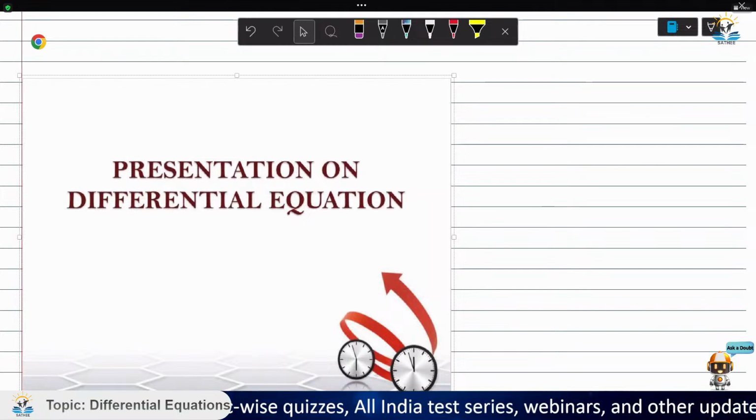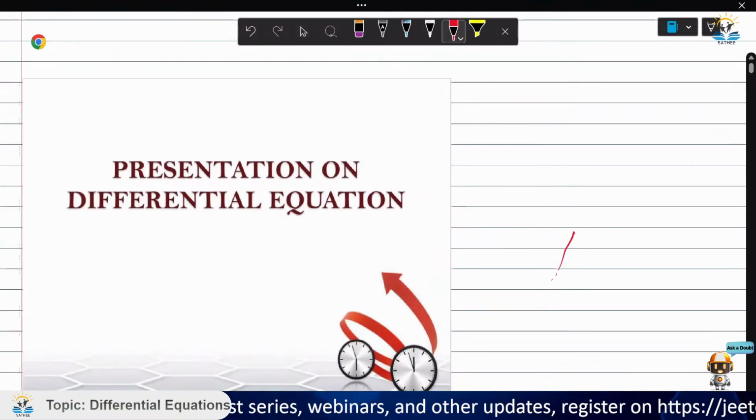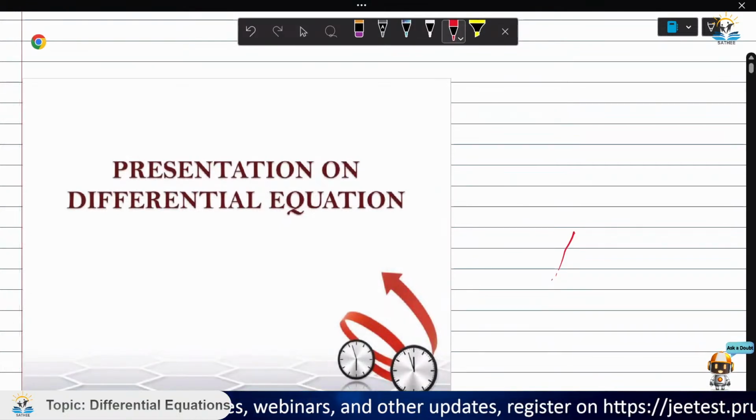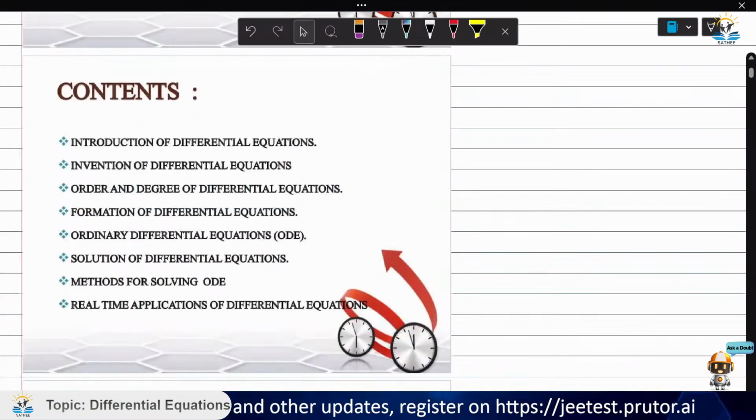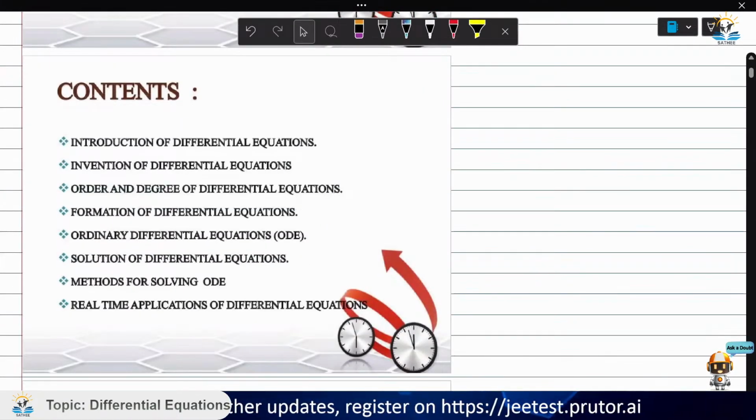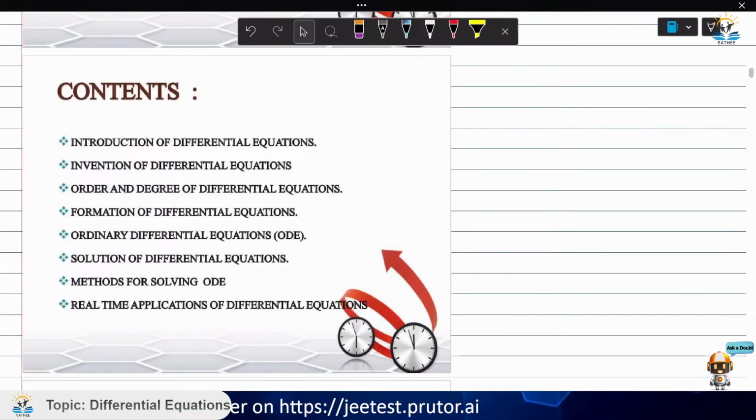This is Samarth, and for the past few weeks, we have been covering topics in differentiation and integration. We'll be continuing that, and we have a new topic with us, that is differential equations. Let's see what we are covering under differential equations. Basically, we'll try to cover what a differential equation is, what it looks like, and what the order and degree of a differential equation is.